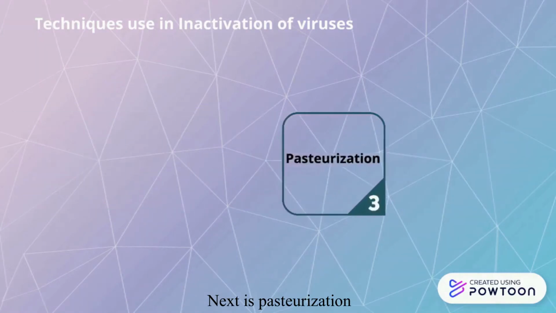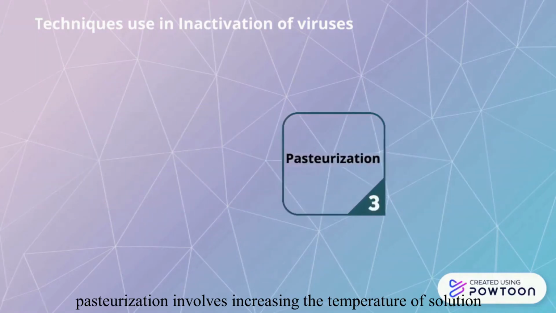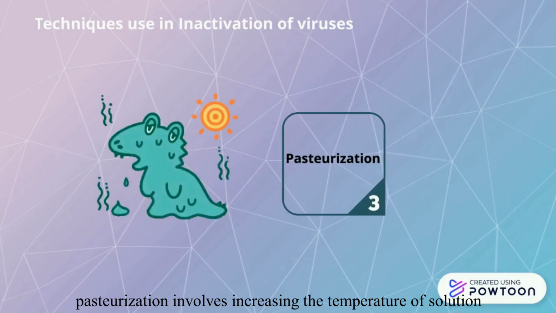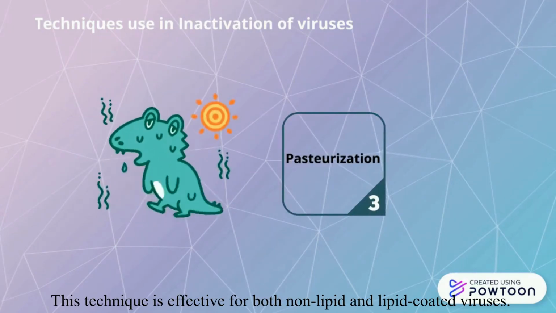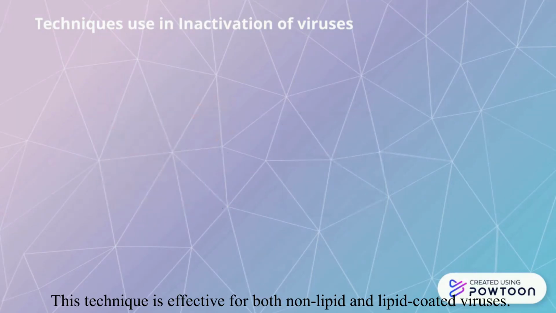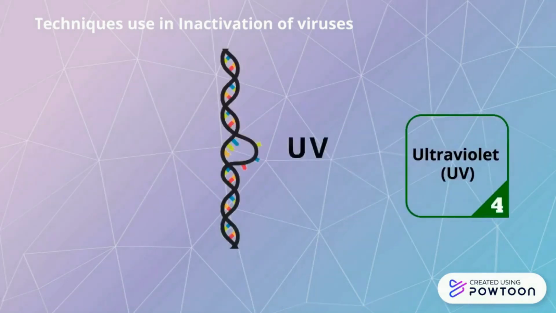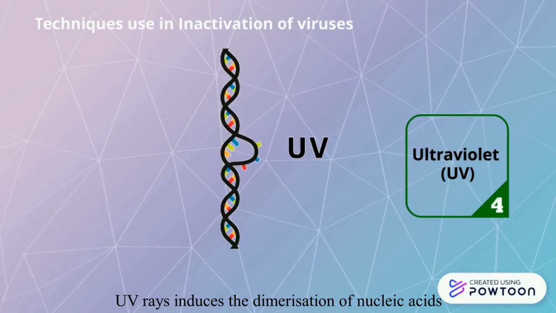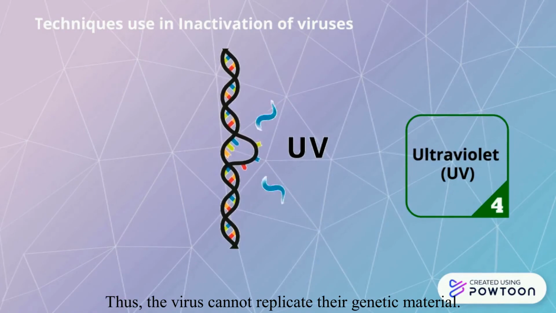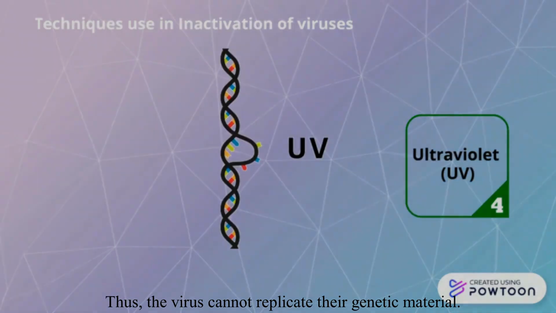Next is pasteurization. Pasteurization involves increasing the temperature of the solution to denature the virus. These techniques are effective for both non-lipid and lipid-coated viruses. Next technique is ultraviolet inactivation. UV ray induces the dimerization of nucleic acids. Thus, the virus cannot replicate its genetic material.